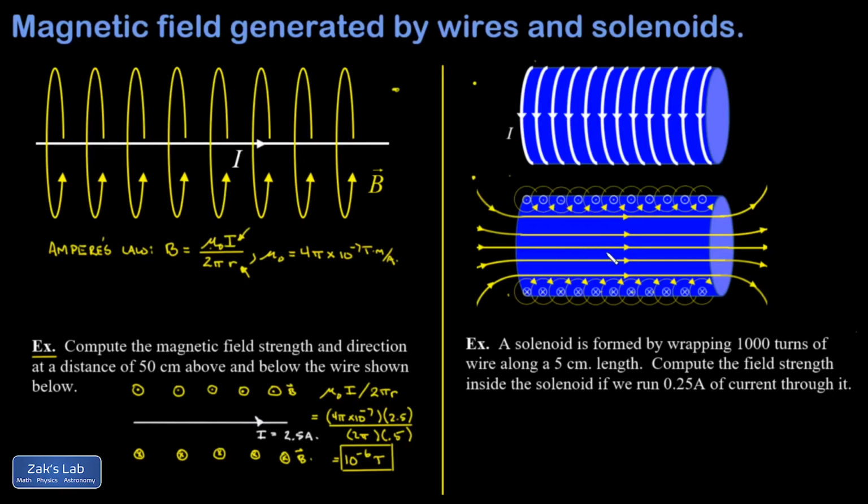Now we're not interested in the field outside of the solenoid. Actually, if the solenoid is very long and skinny, the field outside is very nearly zero. What we're interested in is the field generated inside the solenoid. And I can see from all of these little loops around the wires, all these little contributions.